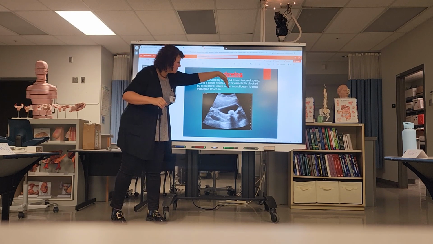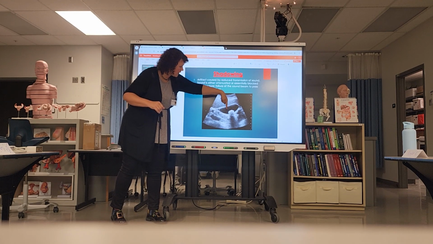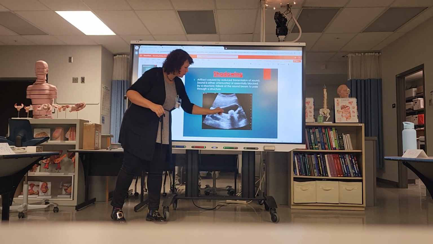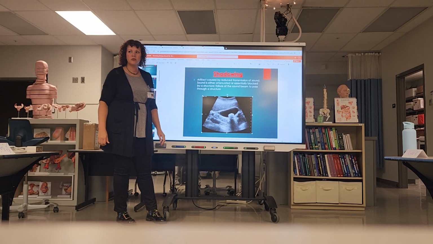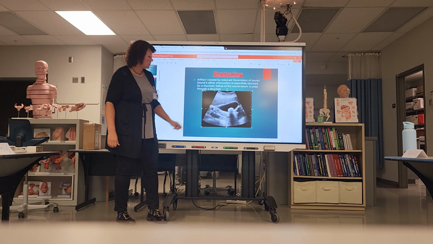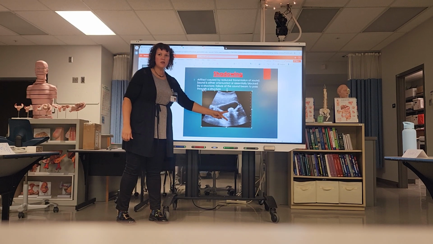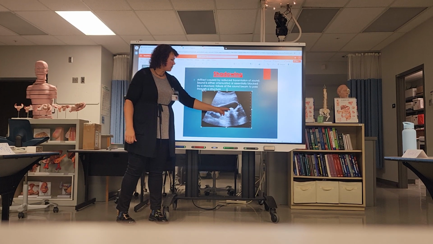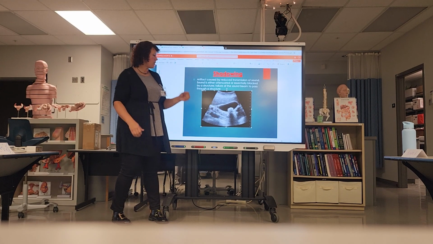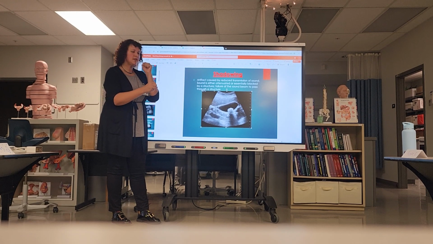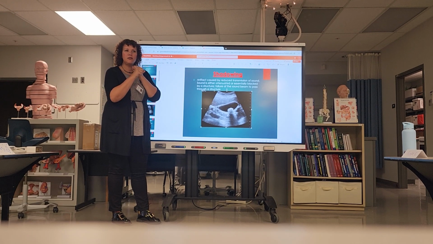So the sound beam is coming through here, and it hits something very, very dense. And that sound beam is not able to penetrate this structure. So it creates shadowing underneath it, posterior to it. Okay. So does everybody see this right here? This is posterior shadowing. And we have a gallstone right here. These gallstones are like a condensed bile. And it's super, super, super dense.